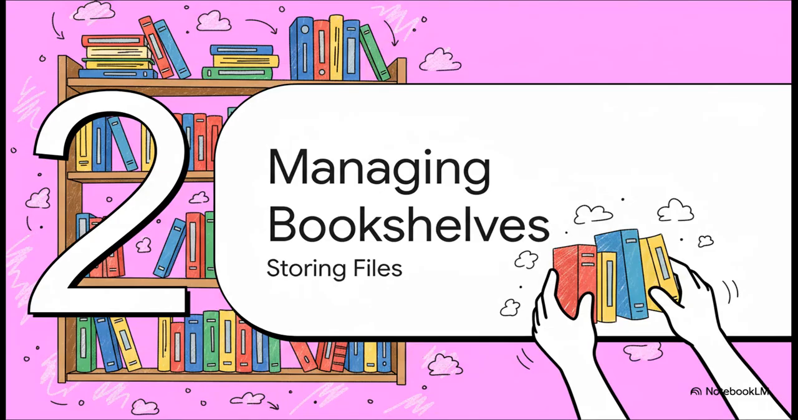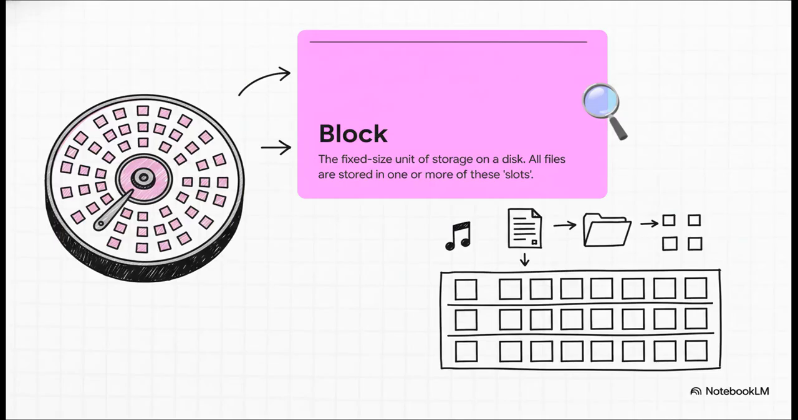Okay, so we've got the catalog down. We know how things are organized logically. But what about the physical storage? How does our librarian actually place the books on the shelves? See, the space on your storage drive isn't just one continuous empty line. It's broken up into millions of tiny, equal-sized chunks called blocks. You can think of them like standardized slots on a bookshelf. Every file you save, big or small, gets broken up and stored in one or more of these slots.